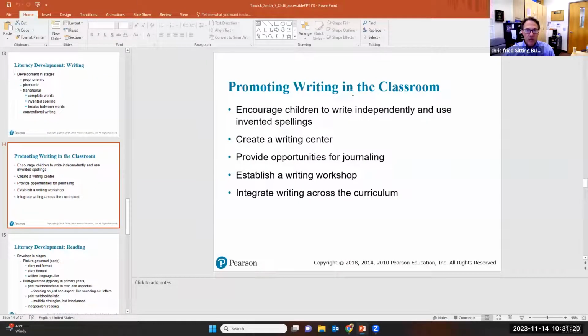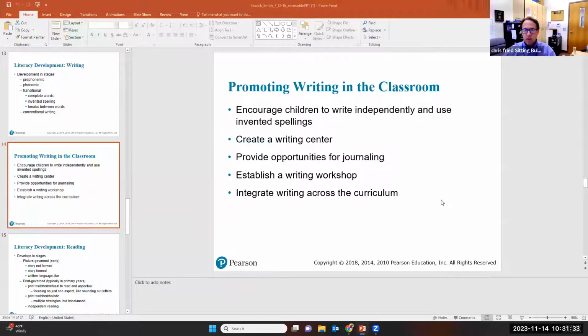Promoting writing in the classroom is important, right? Encourage kids to write independently, and using the invented spelling, they don't have to have it spelled correctly. They don't have to come up to you every single time they don't know how to spell a word and ask you how to spell it, for example. Just have them come as close as they can, or what they think it sounds like, and then we can come back later and help them correct that.